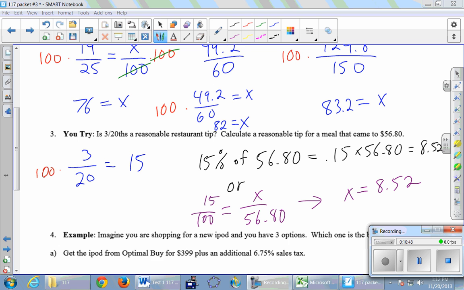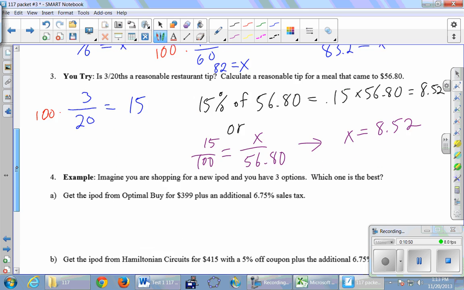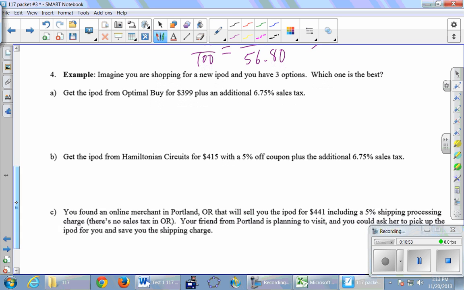Casey. Okay, so first option, you can buy from Optimal Buy for $399 plus an additional 6.75% sales tax. You can get the iPod from Hamiltonian Circuits for $415, and then there's a 5% off coupon, but you still have to pay the 6.75% tax. Or part C, there's an online merchant in Portland that'll sell it to you for $441.